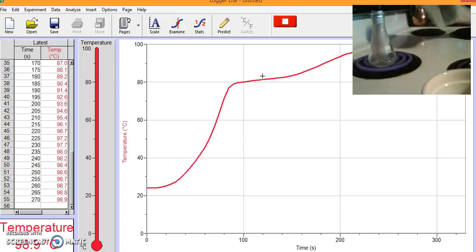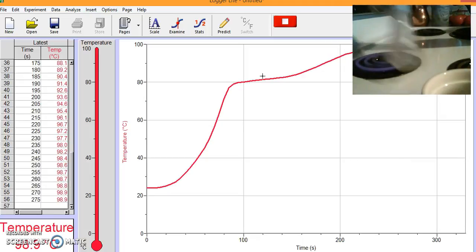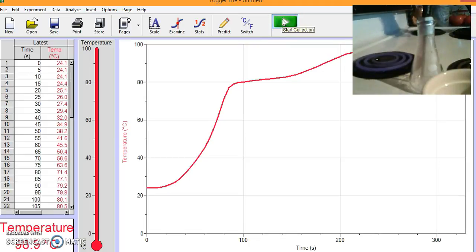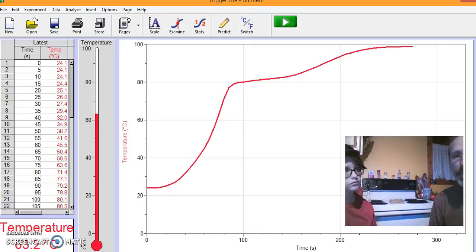Yes. Okay, so I'm going to take this off now. Why don't you stop collecting data? And we can look at our graph for a minute. Okay, we've done our experiment. We have our data here. We have this nice graph that goes up and over and up and over. I was hoping for a little more of a step on the second one, but we can see a little bit of a step here.